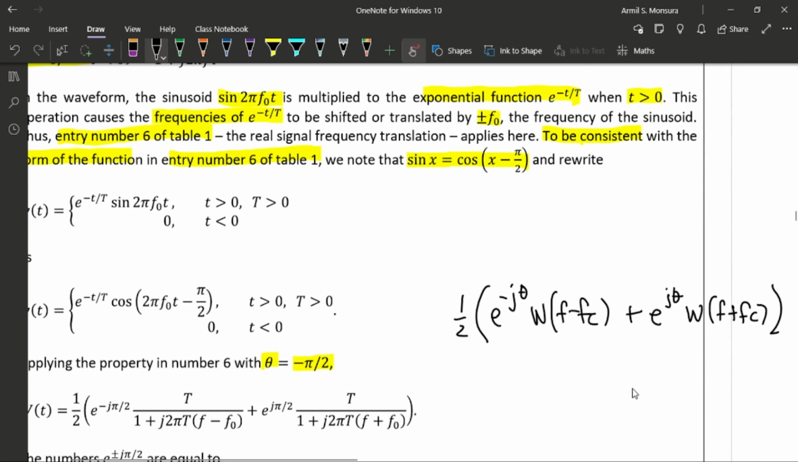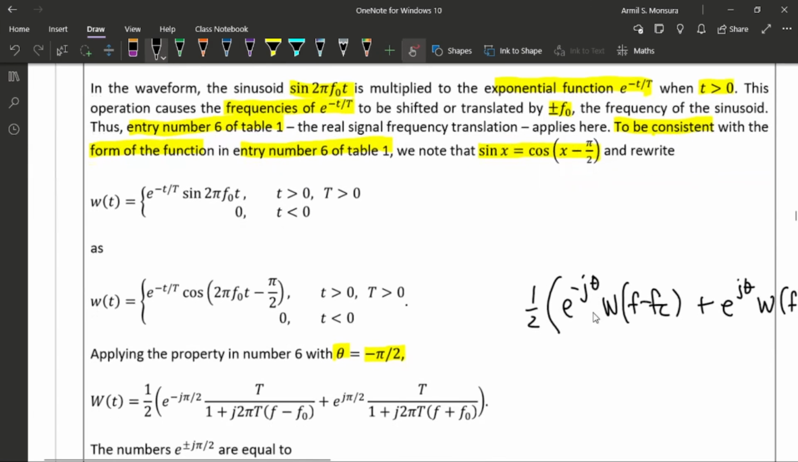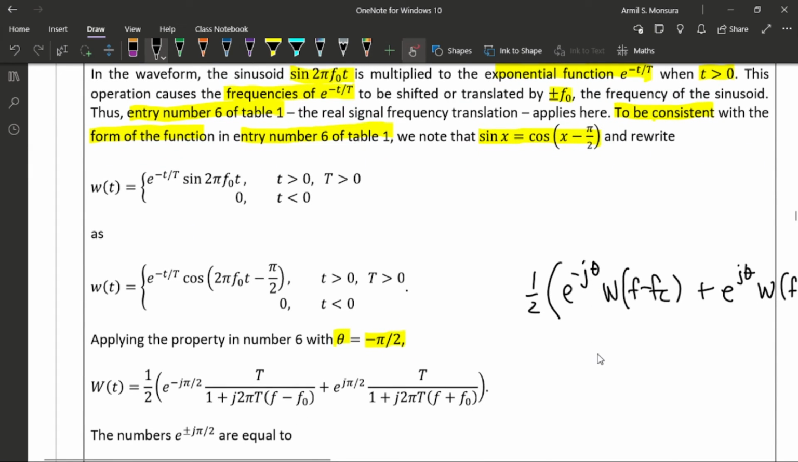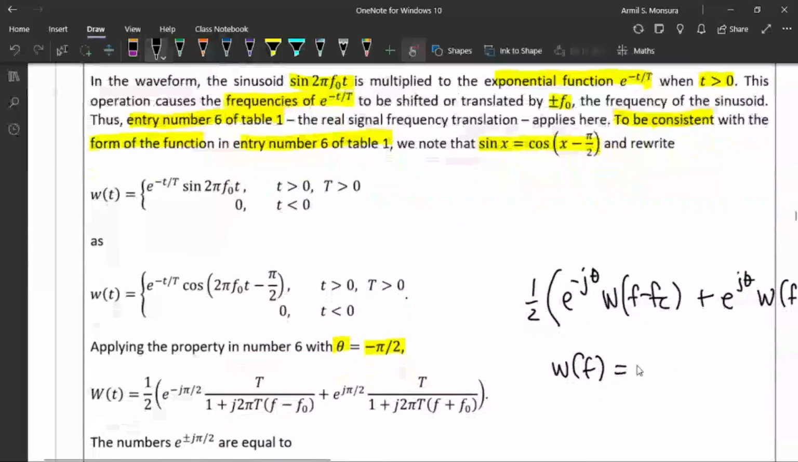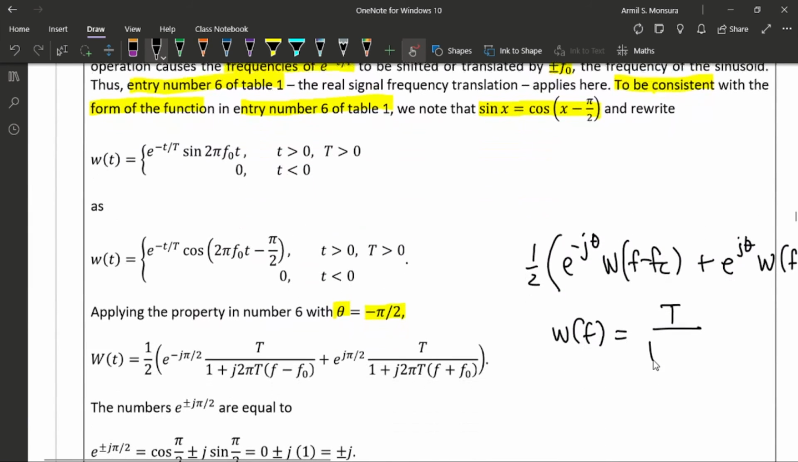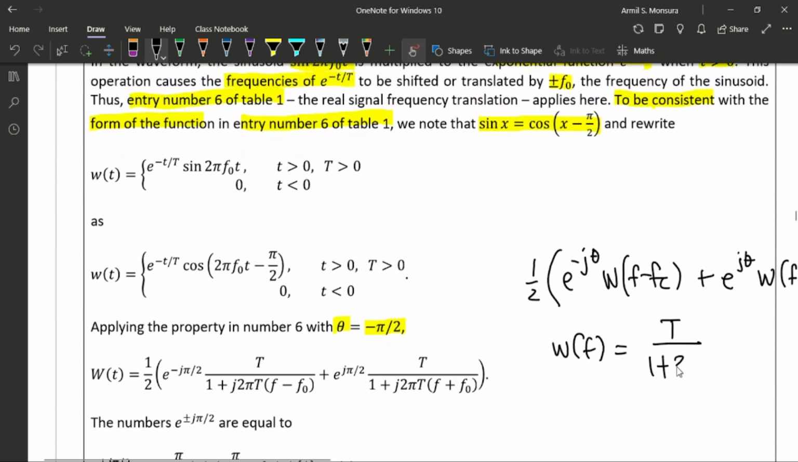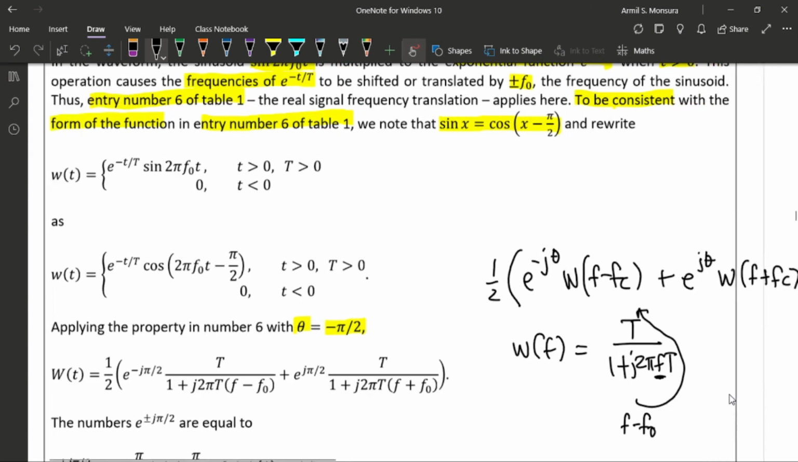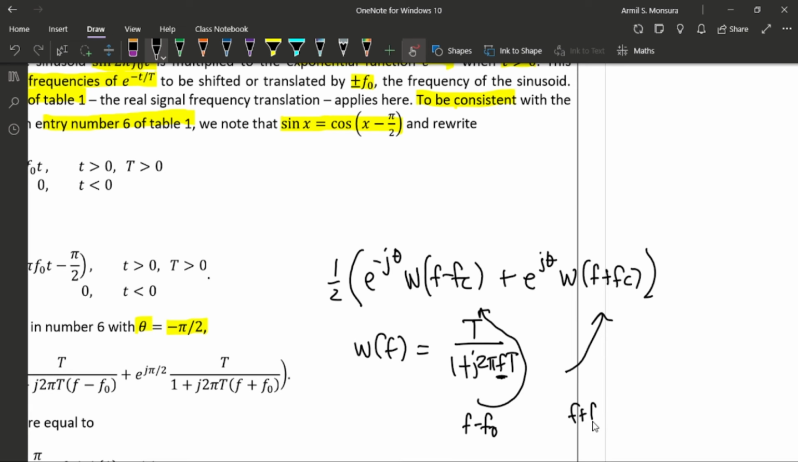Property 6 nung ating Fourier transform. So starting from the fact that your W(f) is T over 1 plus j 2 pi f T, yung f natin dito, pag i-apply natin siya dito, papalitan natin siya ng f minus f0 para dun sa first statement. Tapos para dito naman, papalitan natin siya ng f plus f0.